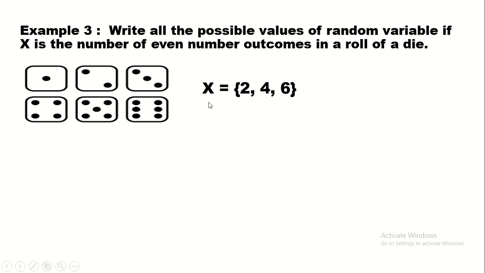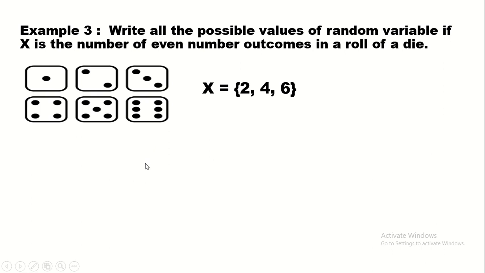So, ganito lang siya. Random variable of the capital letter X that is equal to the set of 2, 4, 6. Ibig sabihin, even number, 2, 4, 6 lang. Hanggang 6 lang naman ang part ng isang dice or ng die.